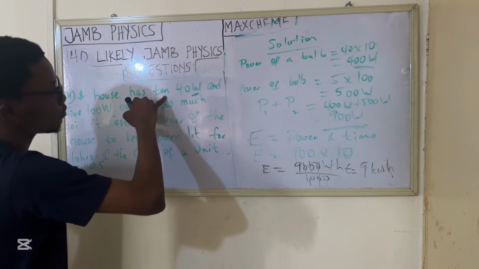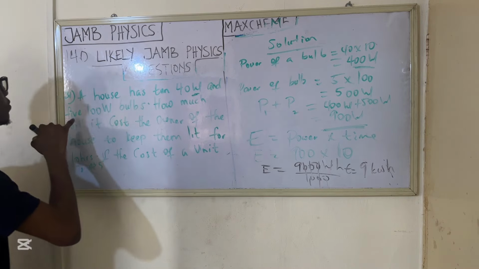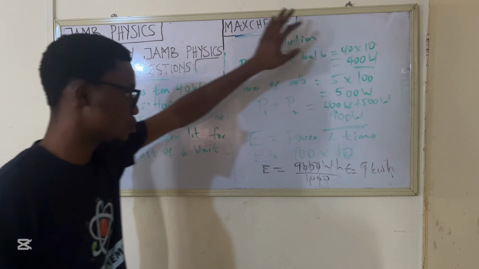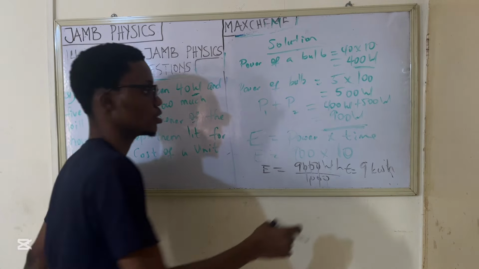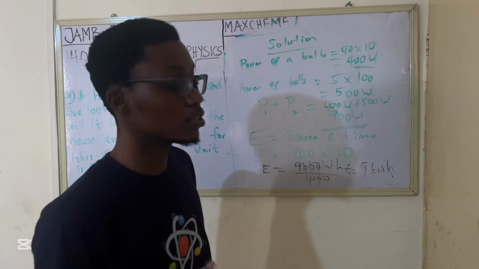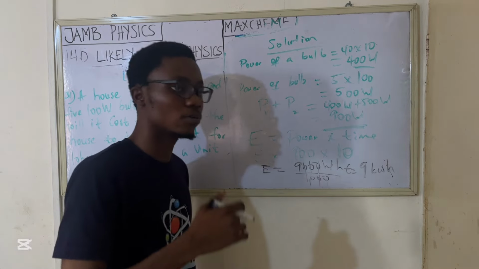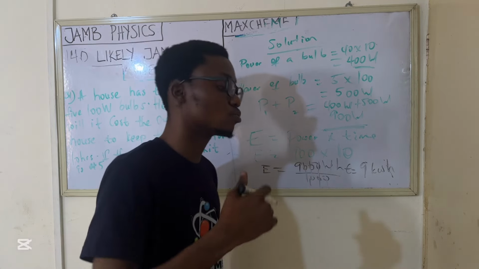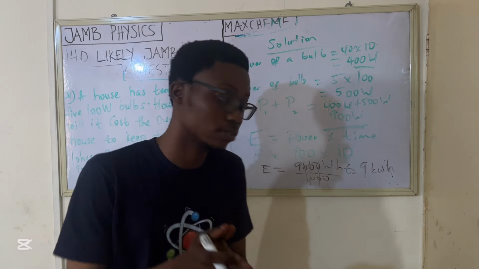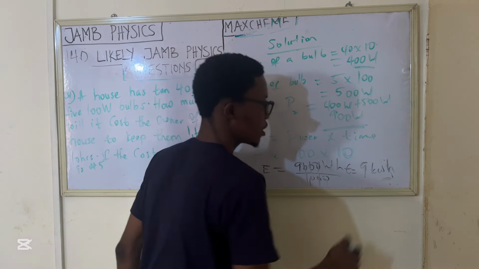You know, we have 10 40 watt bulbs and then 5 100 watt bulbs with a total power of 900 watts. So the total energy is what? 9 kilowatt hour. So all this converts to kilowatt hour when it comes to what? Electrical energy. Always convert to kilowatt hour because that's the standard that PHCN use. So this is 9 kilowatt hour.